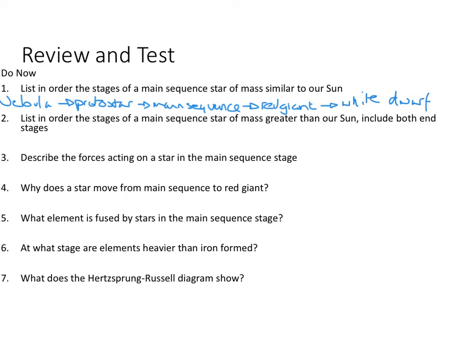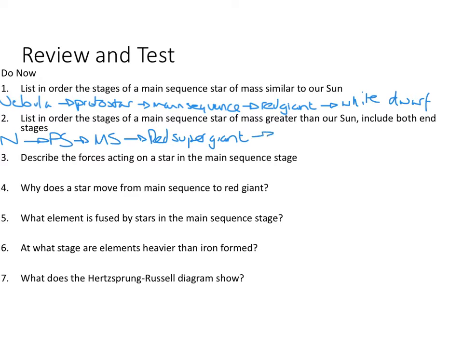Okay, list in order the stages of the main sequence star of mass greater than our Sun, include both end stages. So the first three stages are the same, so it's nebula into protostar into main sequence. You'll have space to type those in on your sheet. And then after the main sequence stage, when it runs out of hydrogen, it's going to turn into a red supergiant, and it's going to be fusing everything up to iron.